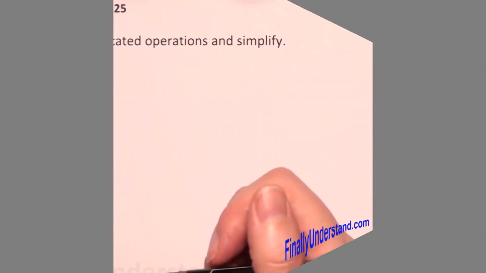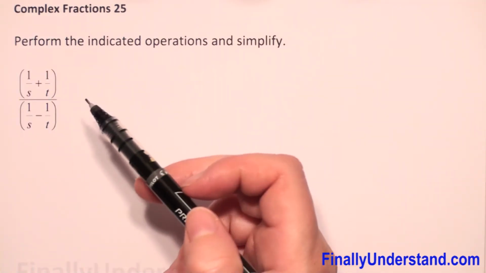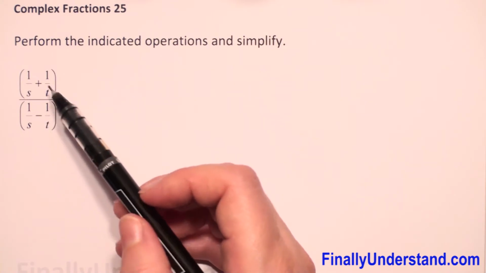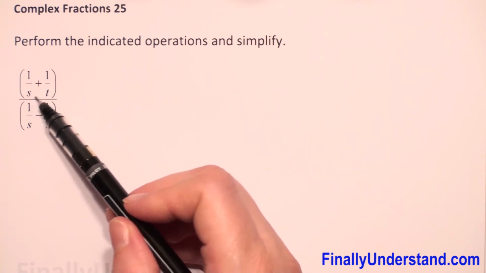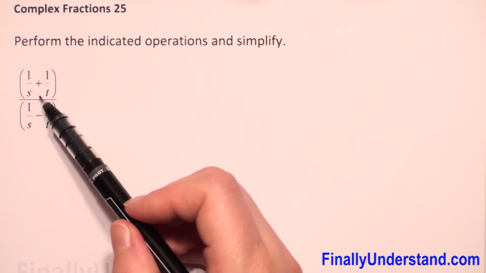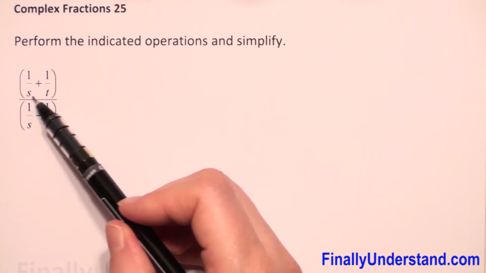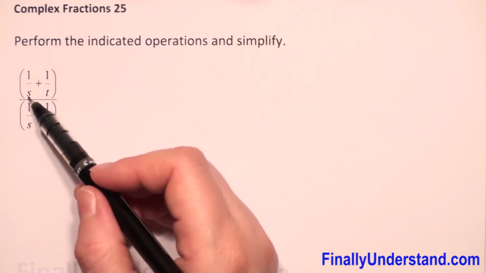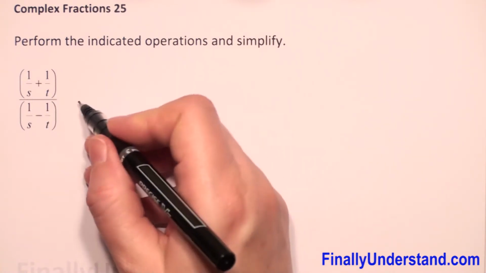We have a complex fraction because we have fractions in the numerator and in the denominator. So first we have to check if we can do some operations in the numerator and in the denominator. We have addition of algebraic fractions, so we need to have the same denominator for s and t. The least common denominator will be st. We just multiply variable s times variable t.